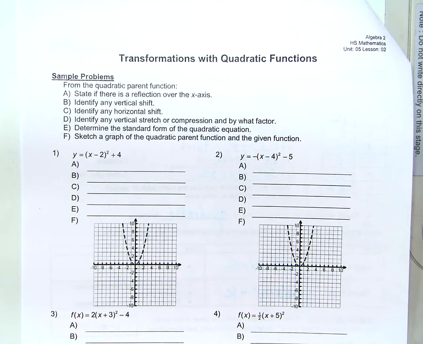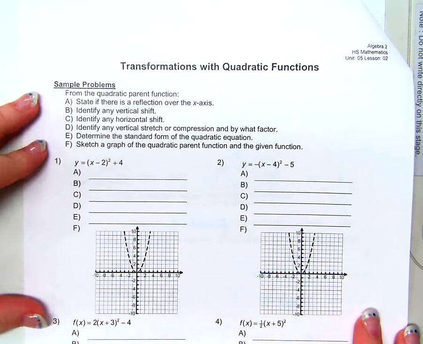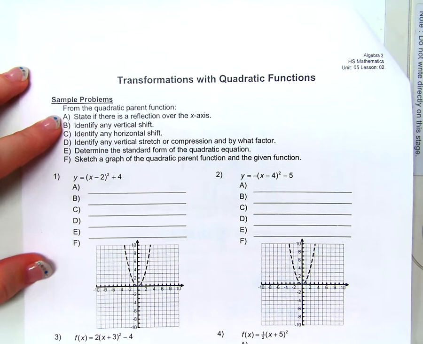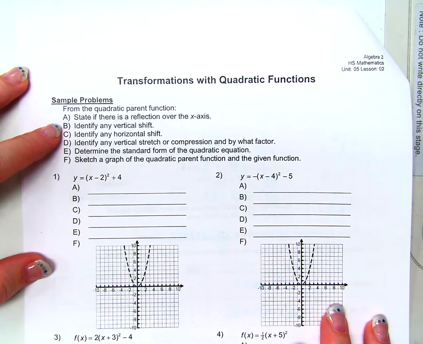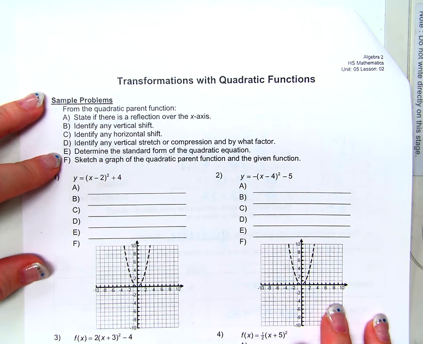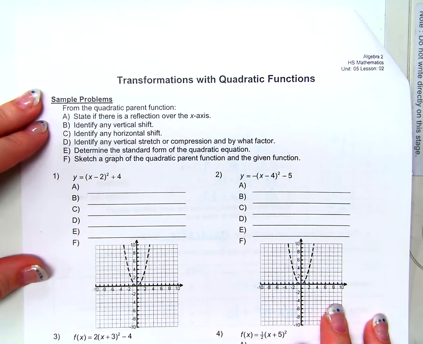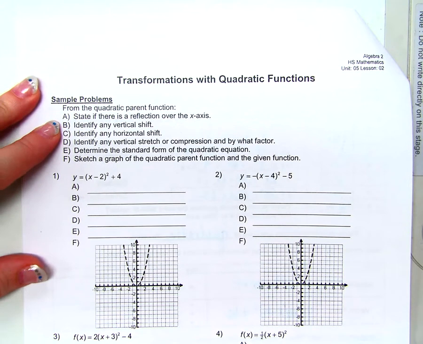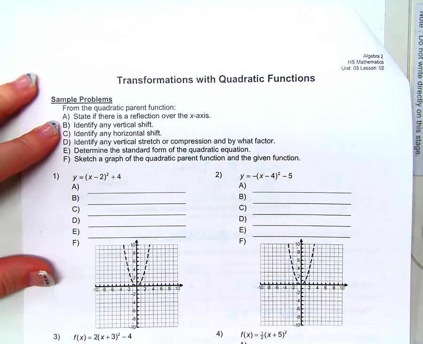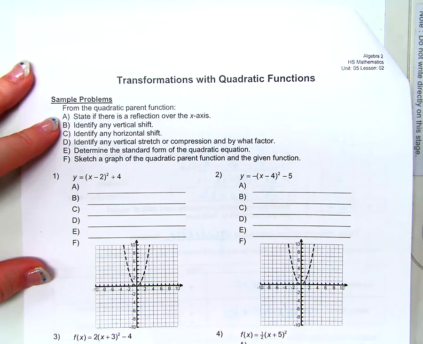So here's some sample problems from the quadratic parent function. We have 6 things to do on every problem. 1, 2, 3, 4, 5. Yes, 6. First of all, state if there's a reflection over the x-axis. How are we going to know if there's a reflection over the x-axis?